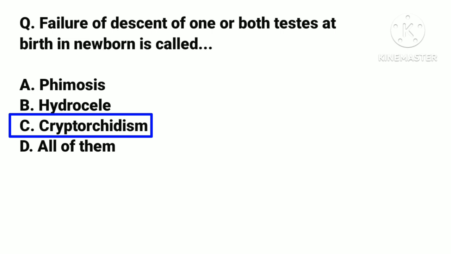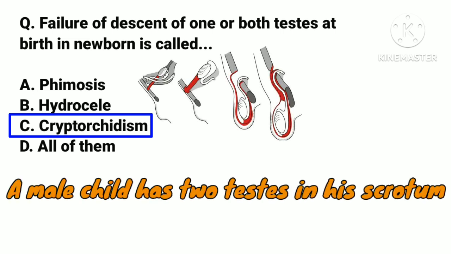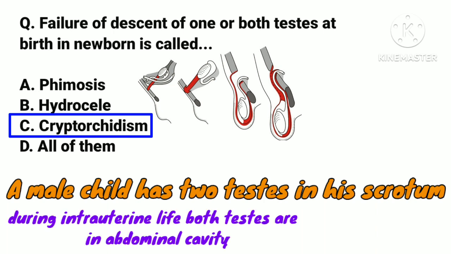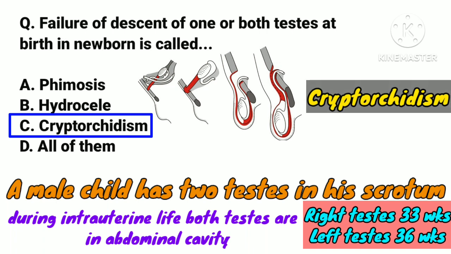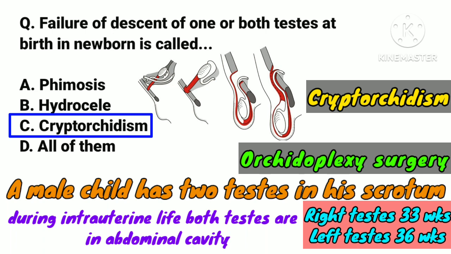Cryptorchidism. A male child has two testes in his scrotum, but during intrauterine life, both testes are present in the child's abdominal cavity. At 33 weeks of gestation, the right testis first descends into the scrotum and the second testis descends at 36 weeks of gestation. Now, in some children the testis does not descend for some reason. This condition is called undescended testis, hidden testis or cryptorchidism. To correct this, orchidopexy surgery is done to pull down the testis into the scrotum.